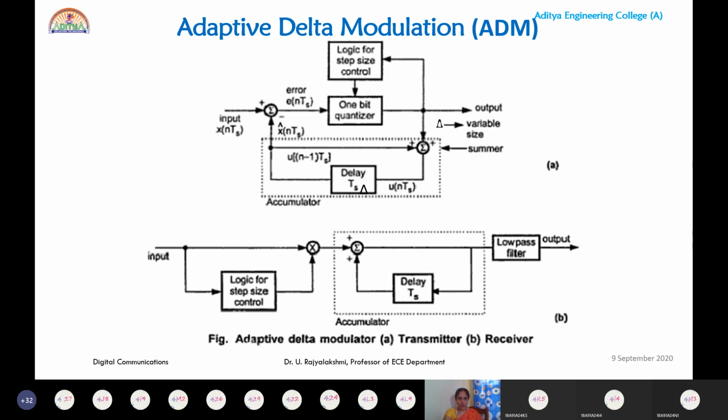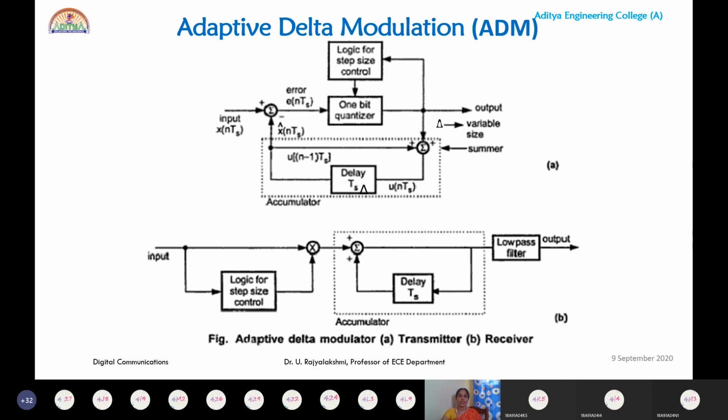Here the error e of nTs is positive when the present sample x is greater than x cap. When x is greater than x cap, the error is positive, so this 1-bit quantizer increases the output magnitude. When the error is negative, that is when the present sample data x is less than x cap, the past sample data, then the error will be negative. When the error is negative, the 1-bit quantizer reduces the step size of the existing staircase waveform. Up to that, the principle is the same as that of traditional linear delta modulation.